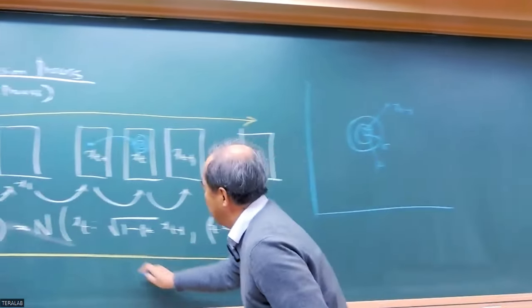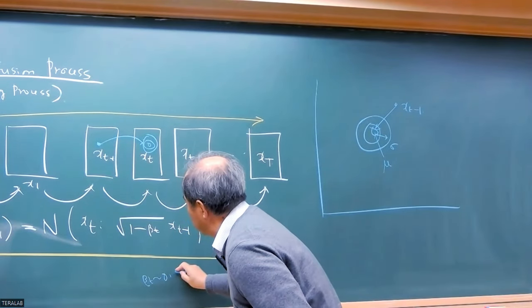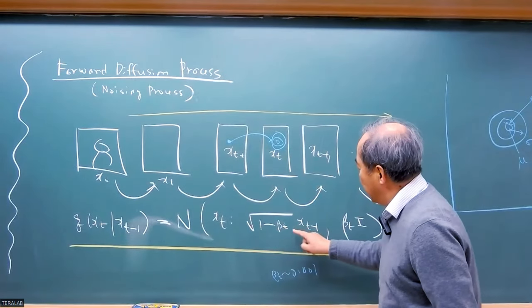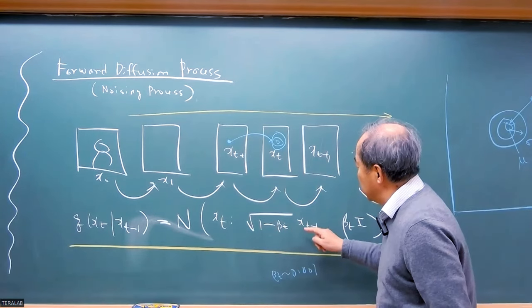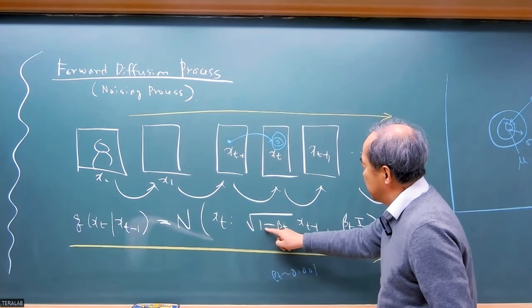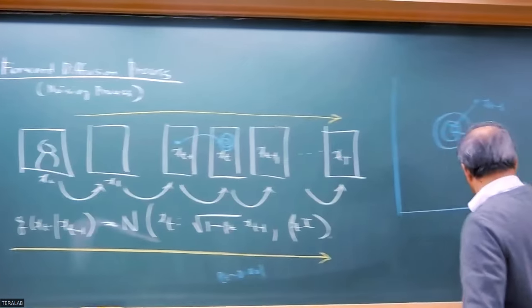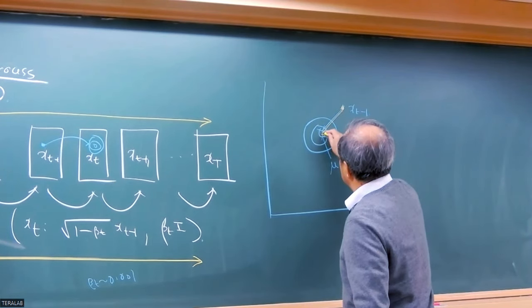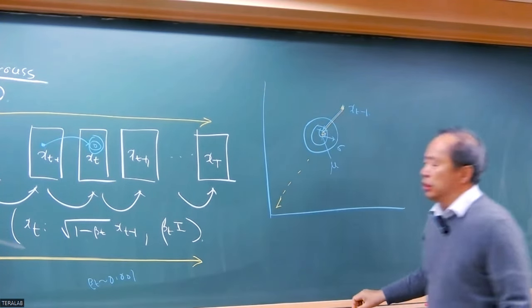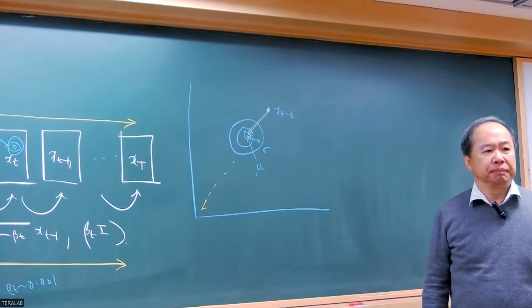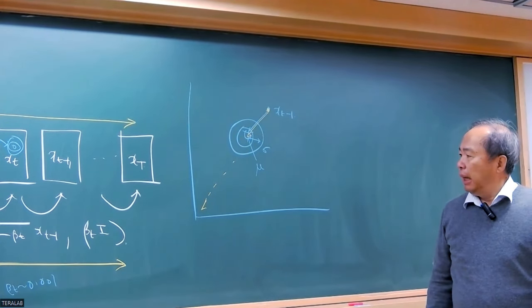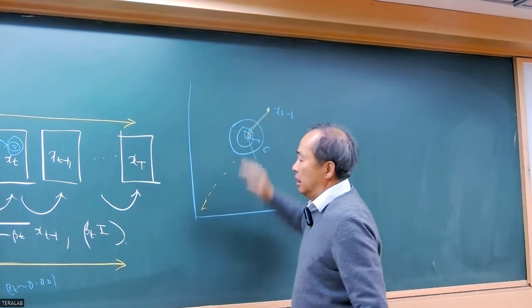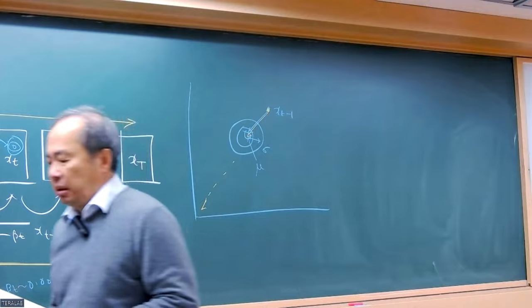Usually this beta t is a small number, like 0.001. That means at each step, this average will be a little bit smaller than 1. That means we are going to move from the original point a little bit toward the origin of this axis. And we're going to have a little bit of radius of variance in this dimensional space.